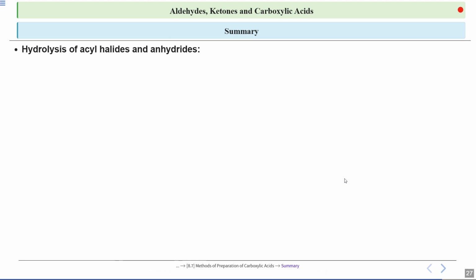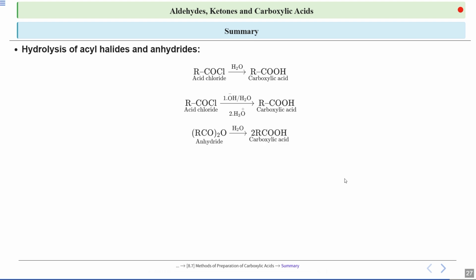Next, we saw the hydrolysis of acyl halides and anhydrides. We have acyl chloride. When it reacts with water, it forms a carboxylic acid. And in this fragment, we can see that it is a two-step hydrolysis of acid chlorides. First, the acid chloride reacts with hydroxide ions, which is OH minus, and water, and then with hydronium ions, which is H3O plus, to form a carboxylic acid. Next, we have the anhydride. When an anhydride reacts with water, it gives you two molecules of carboxylic acid, which is RCOOH.